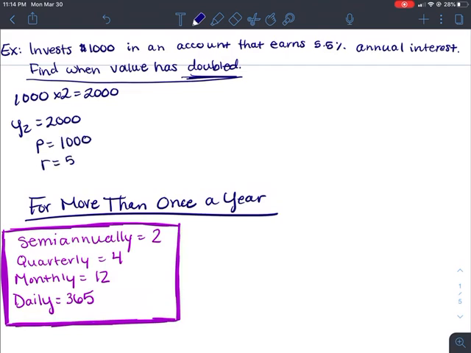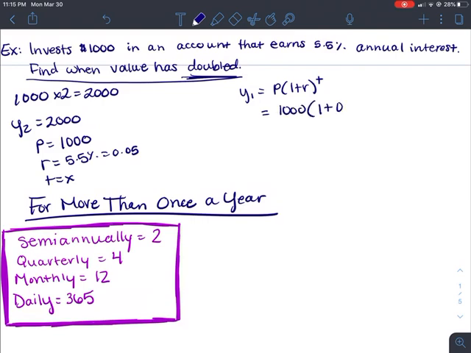My p-value is 1,000 because it's my initial investment. R is 5.5%, so that's 0.055, and t still equals x. Okay, so we're going to find y1. Y1 equals p times 1 plus r to the t power. P is 1,000.